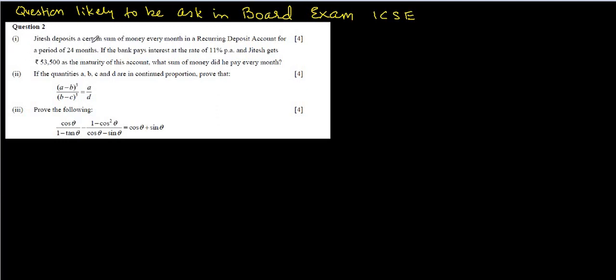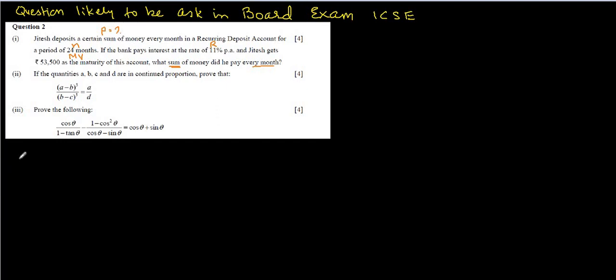It says Jitesh deposits a certain sum of money. So we don't know the P here. This represents P, a certain sum of money every month in a recurring deposit account for a period of 24 months. This is our N. If the bank pays a rate of interest of 11%, this is our R, and Jitesh gets 53,500 as maturity, this is our maturity value, and we have to find out the sum of money deposited every month by Jitesh, that is P. So P is question mark.